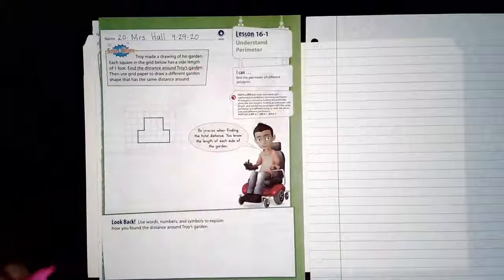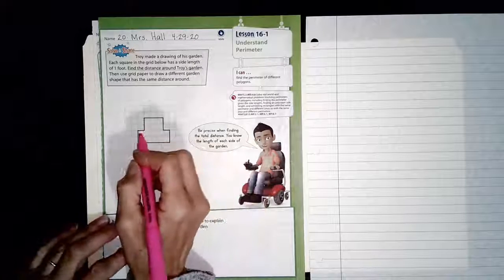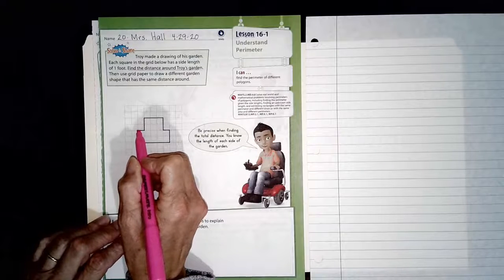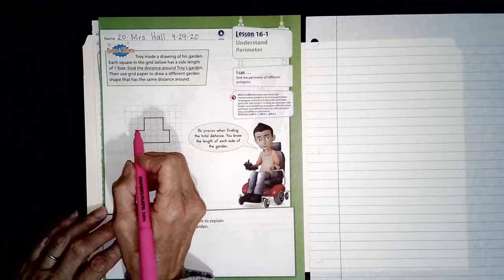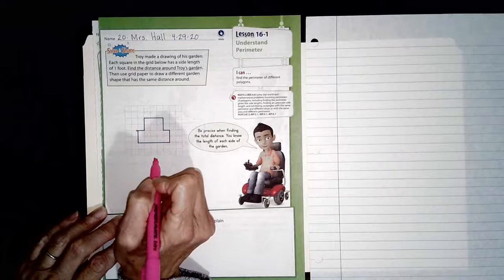So when we are looking at perimeter, we're counting the lengths of each unit. This is called a unit length or a unit segment. So it gets tricky when you have a corner. So watch carefully as I count the lengths. I'm going to put a dot right here so I know that's where I begin.